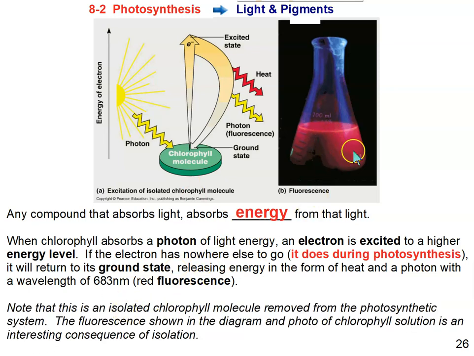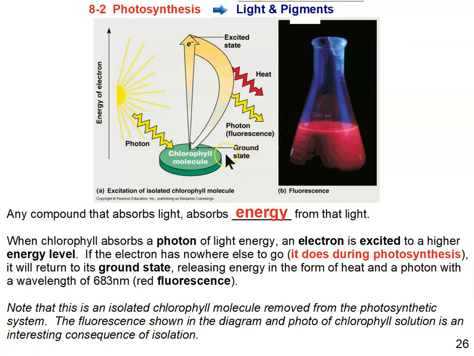So this is a solution of chlorophyll, and you'll notice that it's red. And that's because of the red fluorescence. It's fluorescing red. So this solution was exposed to light, therefore it absorbed energy and excited the electrons in the chlorophyll, and then it was placed in the dark, and that's why it's fluorescing red. Now it's in the dark and it's fluorescing red light, the red wavelengths of light.